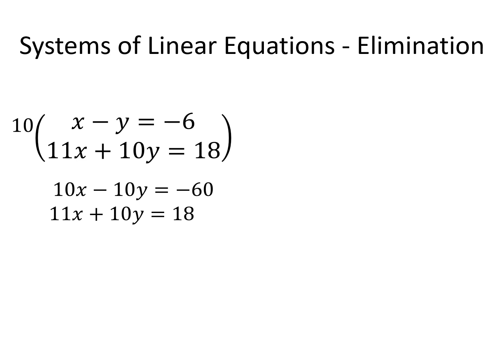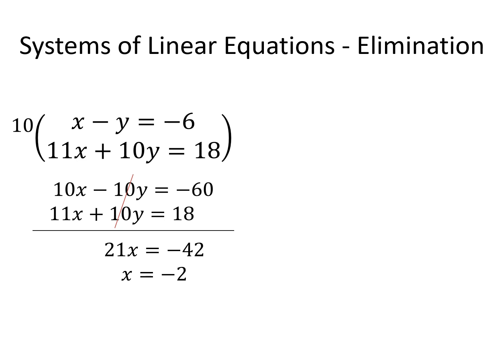So you've got to multiply the whole top. The bottom, we didn't change anything. Now what's going to happen is that now I have negative 10y and positive 10y. Those cancel out, so I can eliminate that, and now it's just a matter of adding top to bottom. So you might have to multiply one equation first. 10x plus 11x is 21x. Negative 60 plus 18 is negative 42.